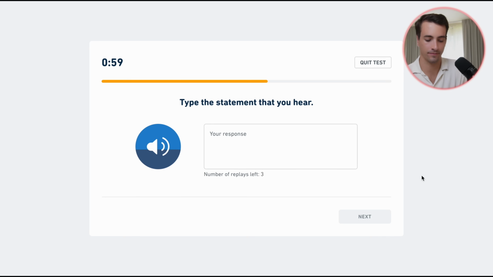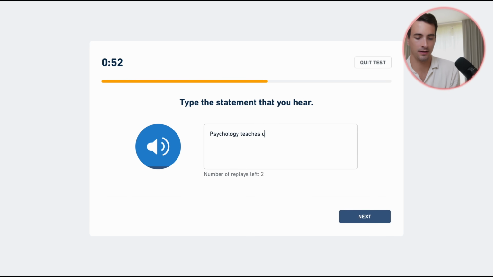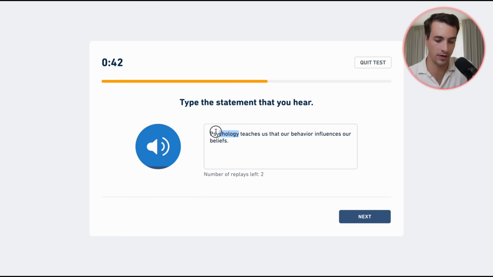Psychology teaches us that our behavior influences our beliefs. Psychology teaches us that our behavior influences our beliefs. Wow. All right. So psychology, tough word to spell, but I think that that's correct.